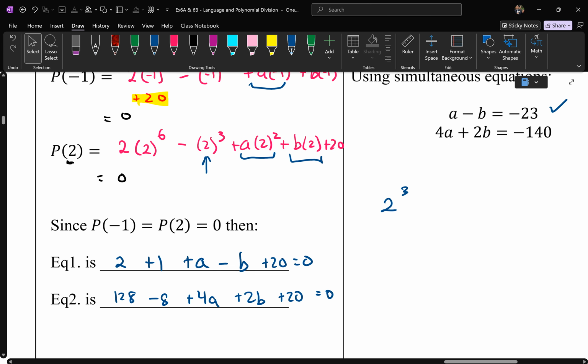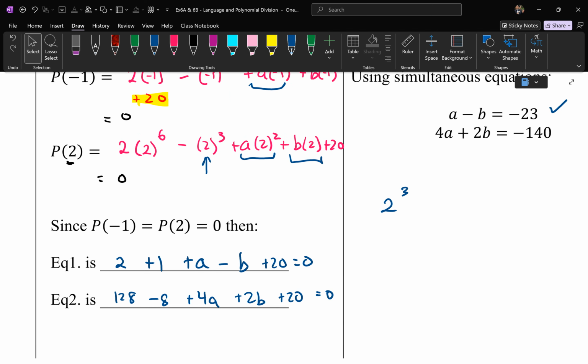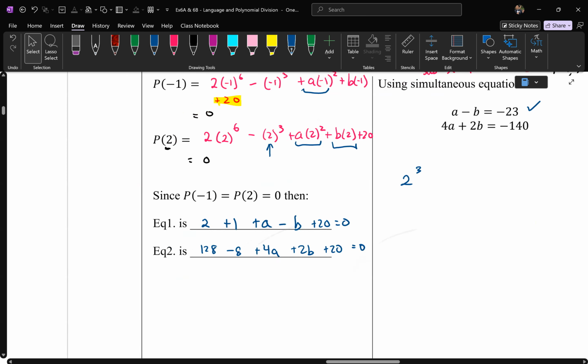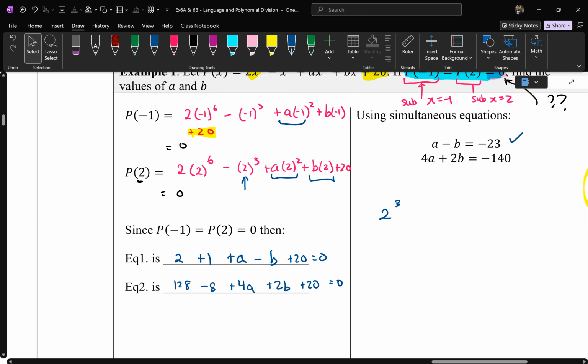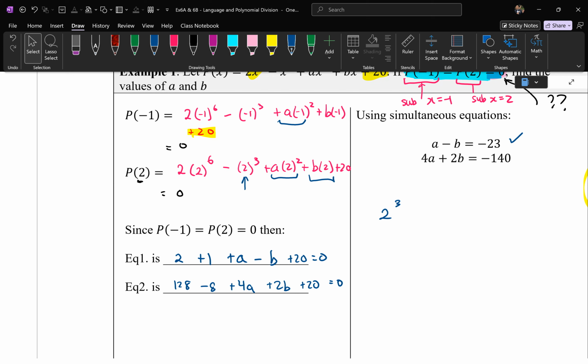And if you simplify this equation, 128 plus 20 is 148. 148 minus 8 is 140. And if you bring the 140 across, that's how I got 4a plus 2b is equal to negative 140. Okay? Again, you can do all this on a CAS. I'm just going through the algebra so that you can see what I would have done if I did it by hand without a CAS.